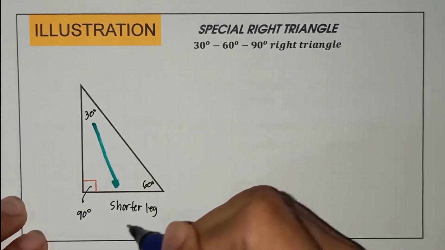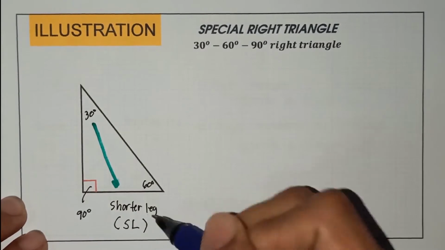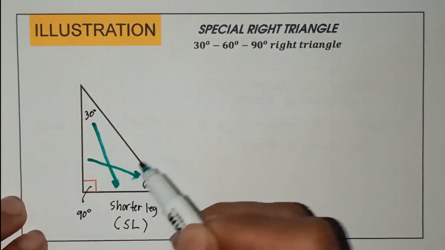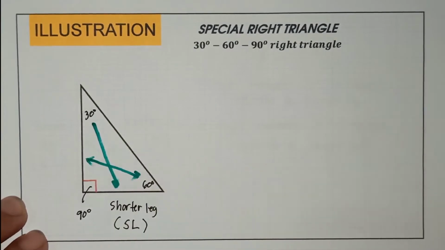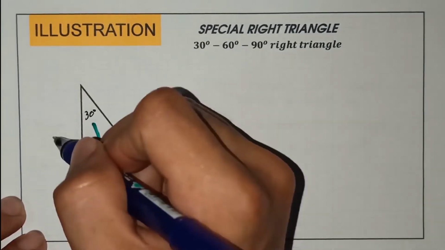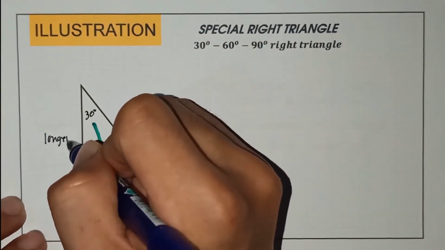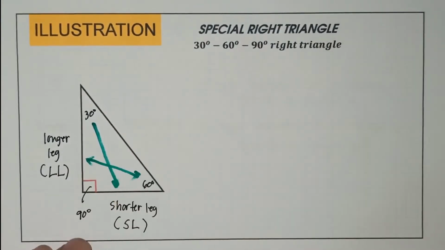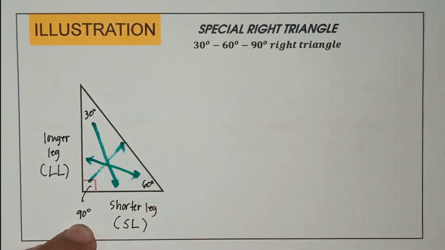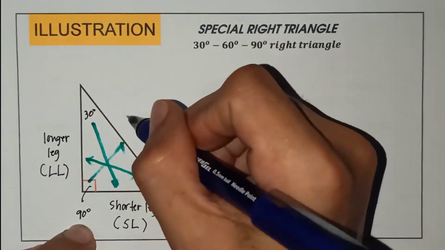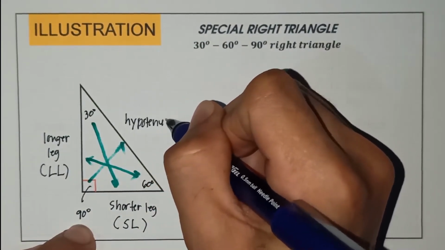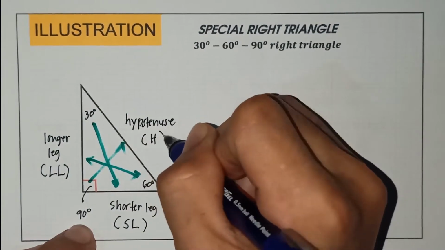To introduce this, always remember that the 30 degrees is opposite to the shorter leg, or SL. The 60 degrees is always opposite to the longer leg, or LL. And the 90 degrees is opposite to the side that we call the hypotenuse, or H.